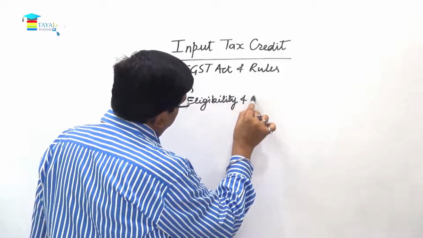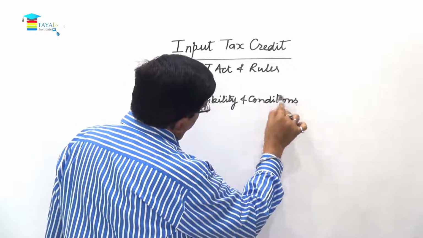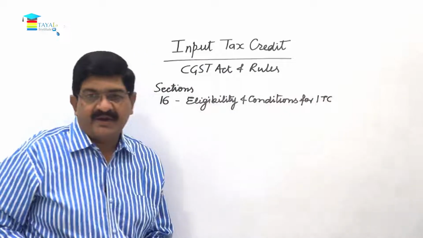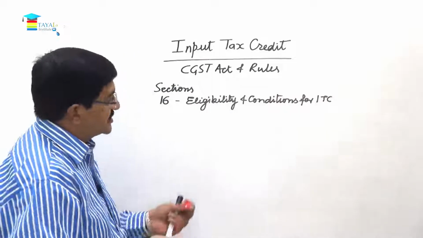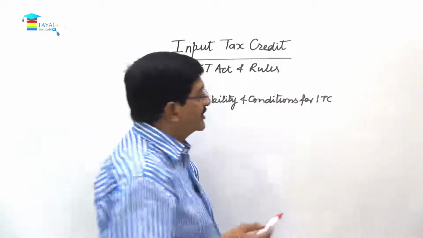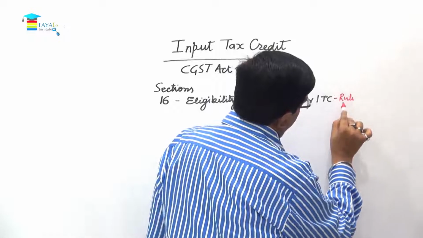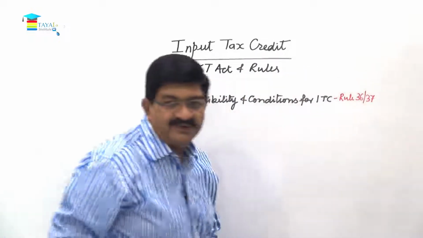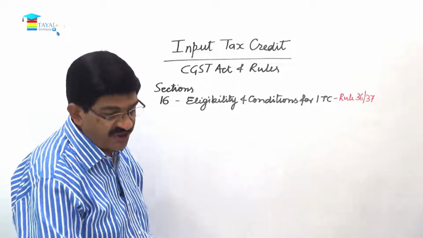Eligibility and conditions for input tax credit. And while reading section 16, we will have to refer to rule number 36 and 37. Rule 36 and 37. These two rules also we will refer when we talk about section 16.